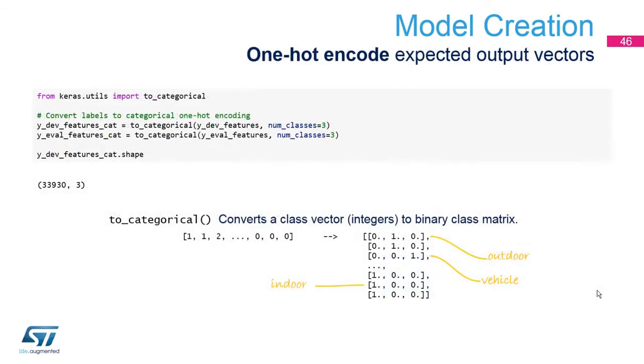Next, we want to prepare the output data, what we call ground truth, to convert it to the one-hot encoding expected by Keras. Each output will be equal to the expected output of the neural network, so the confidence level of each class. So here, for example, in an ideal world, we would expect to have a confidence level of 100% for outdoor. Here, 100% for in-vehicle, matching the input feature number 3.